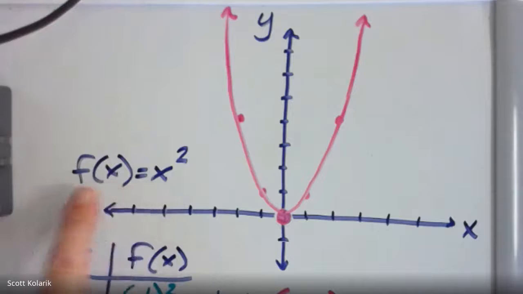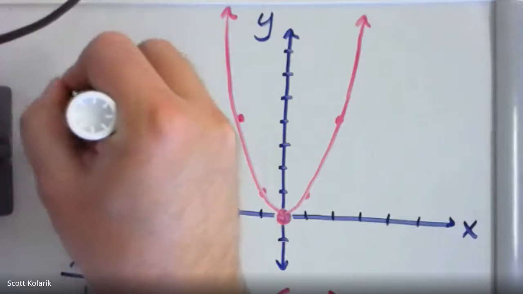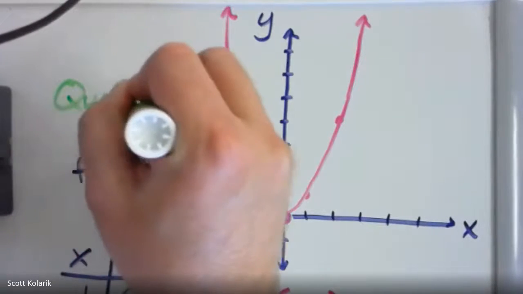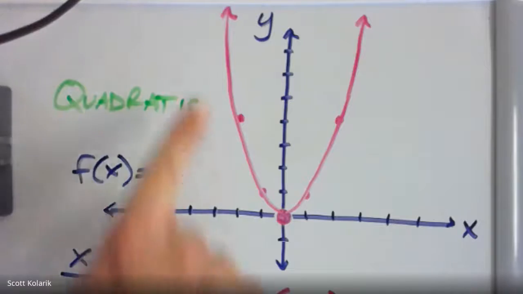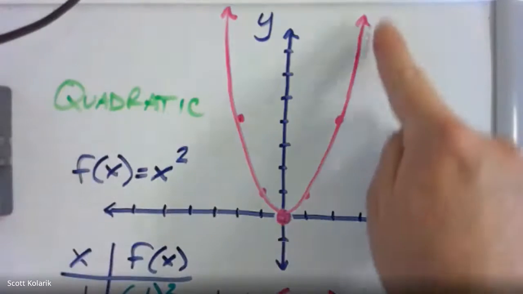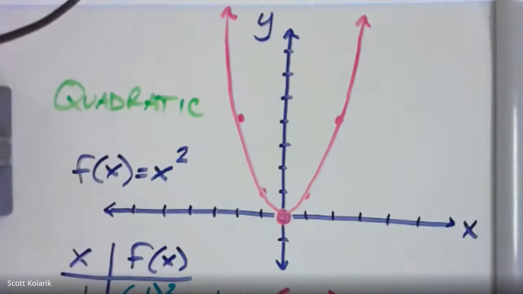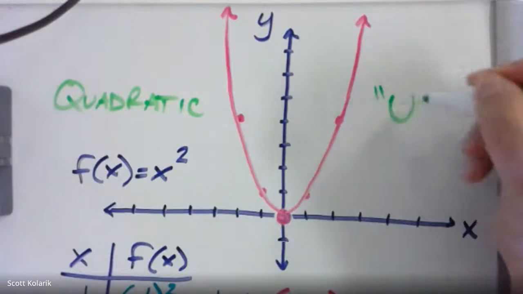This is an x-squared quadratic function, okay? This is a quadratic. So here's that term again. Quadratic. This is a quadratic function. It's going to have this U shape, right? U shape. So that might be another thing to put in your notes. This is going to be a U shape.